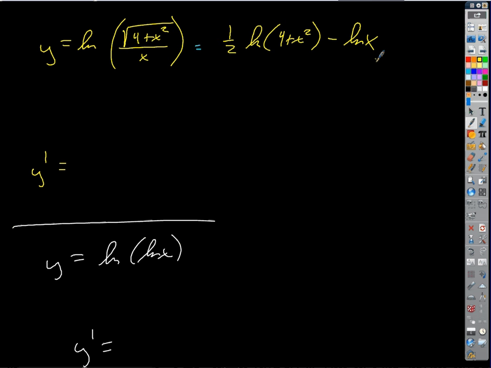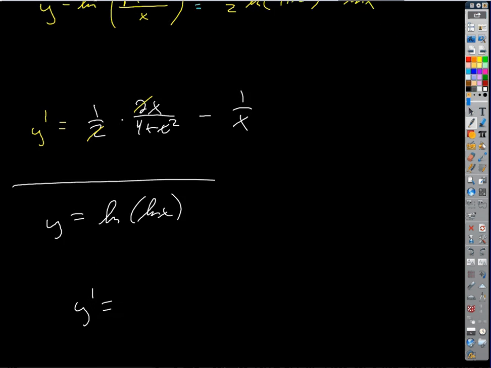Okay. And now we can differentiate that term by term. It's not terrible. First term, we've got a 1/2, and what's our rule going to give us here? Derivative of log u is just u prime over u. What's u prime? 2x. Okay. Over 4 plus x squared. Any cancellation, 2's, right? So there's our first term. Minus derivative of log x. 1/3. Okay. Good. What about that one?